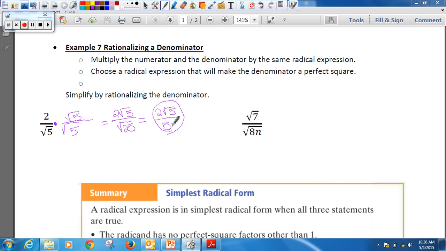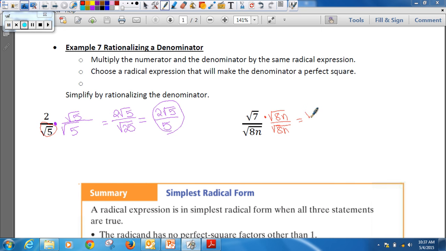Our second one here actually has 2 ways that you can solve it. The first way, if we look at it exactly like how we did the first one, I just took it times whatever was in the denominator. You can always do that method. So if I do that, I'm going to take it times the square root of 8n over the square root of 8n.